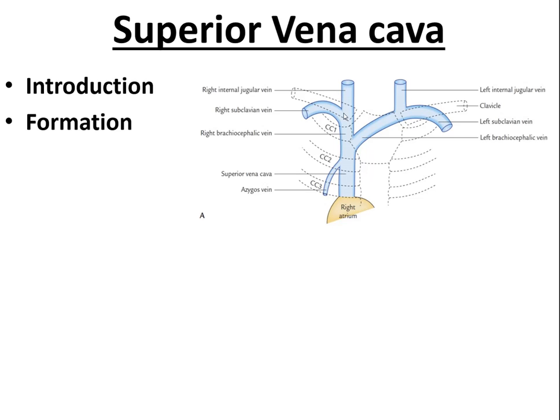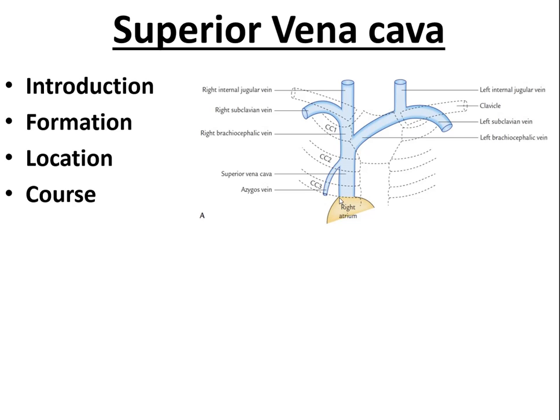It is formed by union of the right and left brachiocephalic veins behind the lower border of the first costal cartilage. And then it lies parasternally and runs in a downward direction up to the lower border of the third costal cartilage, where it ultimately drains into the right atrium.